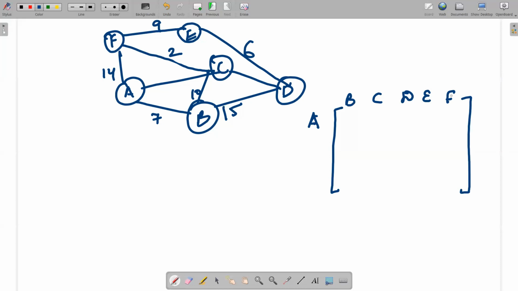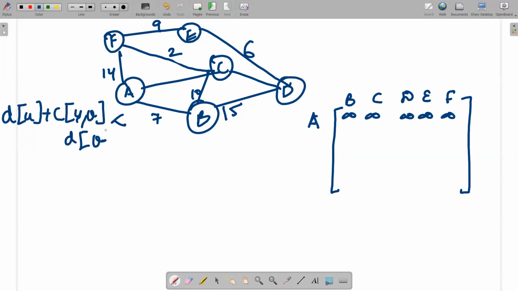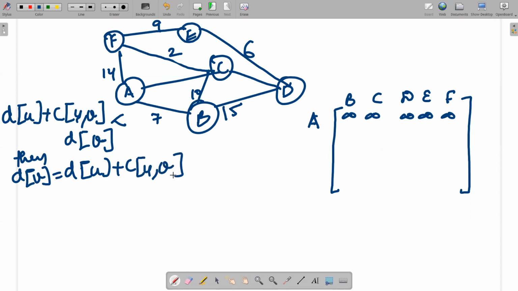Now, earlier I will represent all the distances with infinity. Let's assume there is no distance as such. The formula is: if d of u plus c of u comma v is less than d of v, then the distance of that vertex would be equal to d of u plus c of u comma v. I will put the values accordingly.